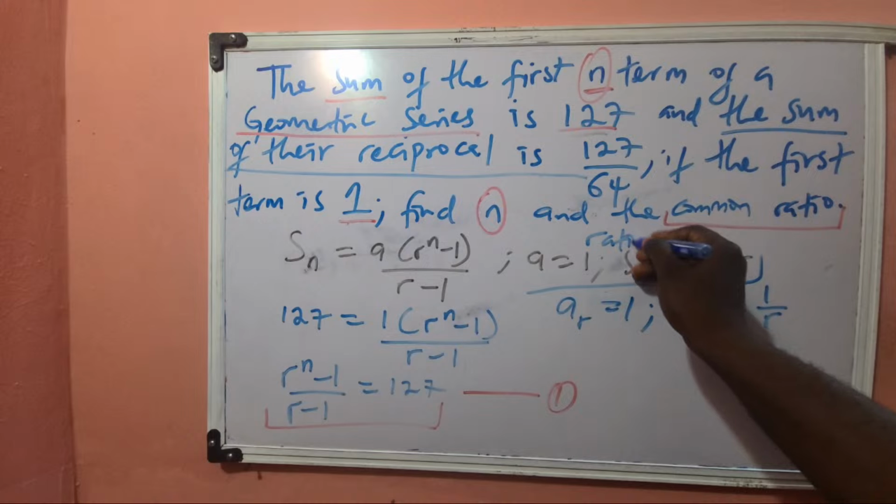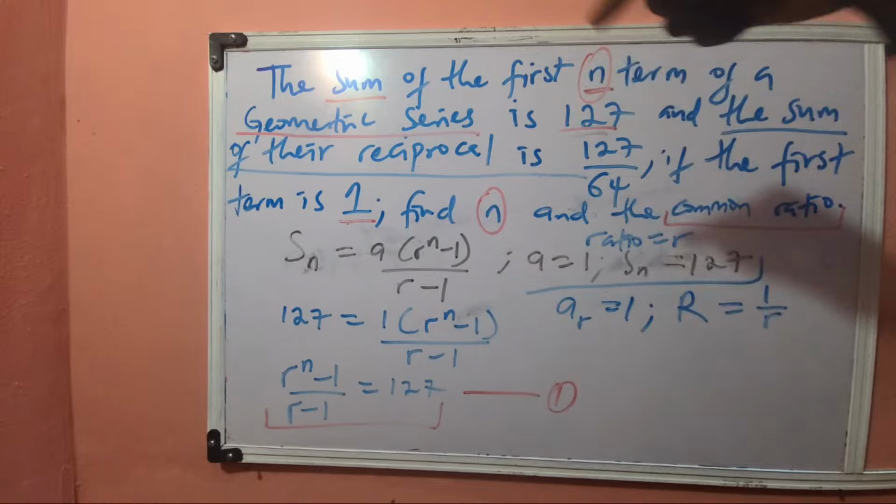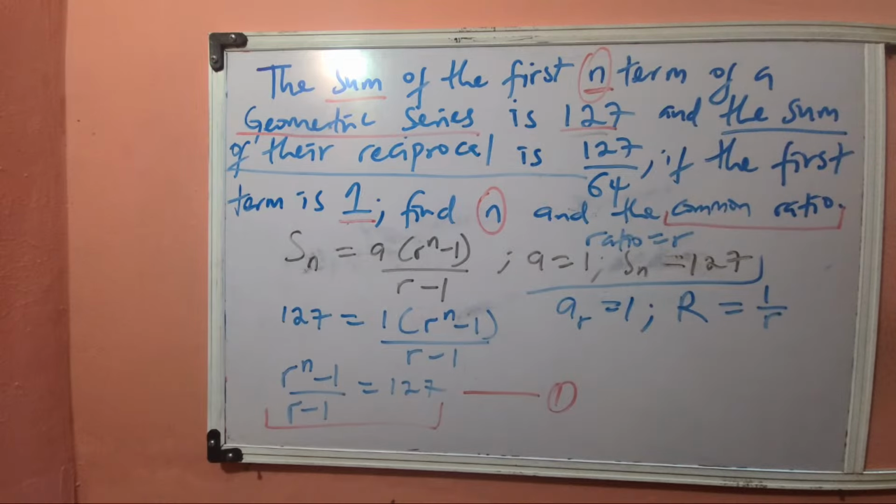The ratio was R in this particular first sequence. These are very important things you need to note. So let's now go on to try and solve this statement. The sum of the reciprocal is 127 over 64. What's that going to mean?